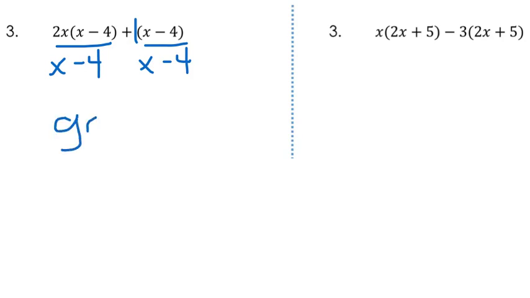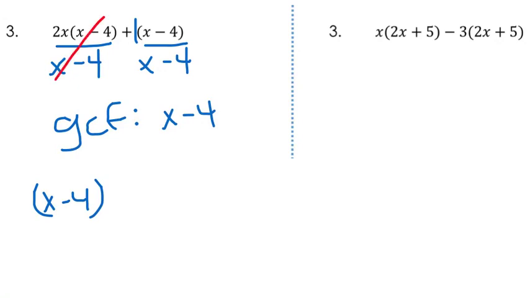So my GCF is x minus 4. Now whatever my GCF is, we always pull out front. Whatever we're dividing out, we put right out front. So x minus 4, I'm going to keep that in parentheses. And then we look at what we have left over. So you'll notice up top, my x minus 4s are going to cancel here, and I'm just left with a 2x.